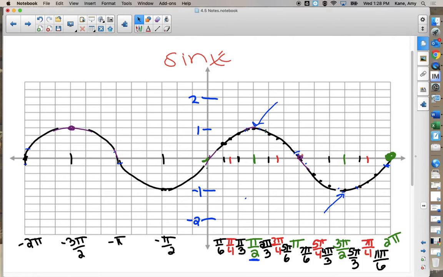Connor, where's the min then? Excellent. 3 pi over 2 and negative 1. Which is underneath on the unit circle. That's a 270. So the max is at the top of the unit circle, and the min is at the bottom. Now we're just thinking about it more as a wave instead of as a circle going around the circle. It's kind of like we're pulling that circle apart and splitting it apart. Any questions on those? How do we do on those?